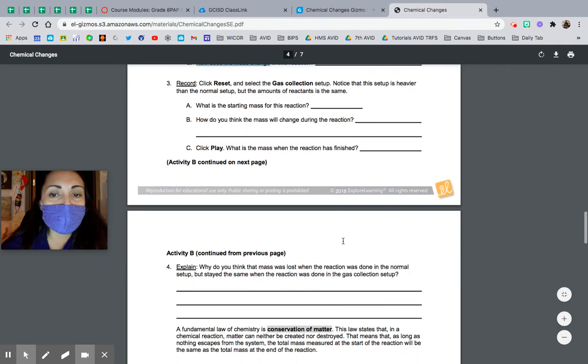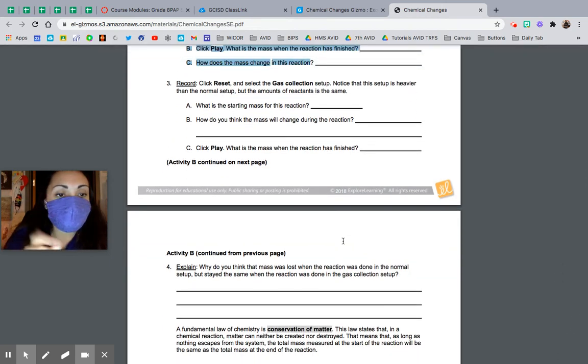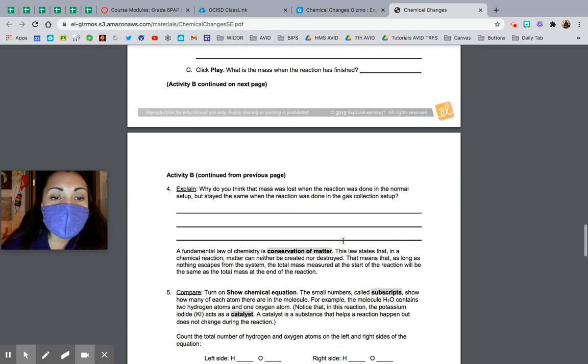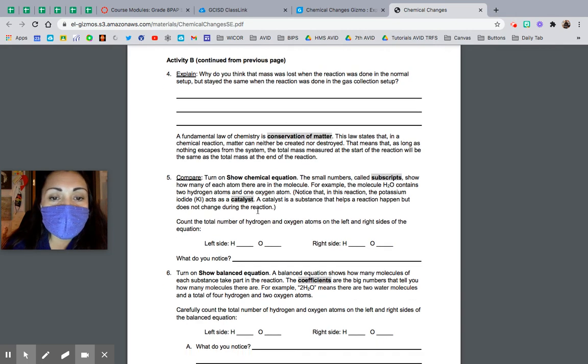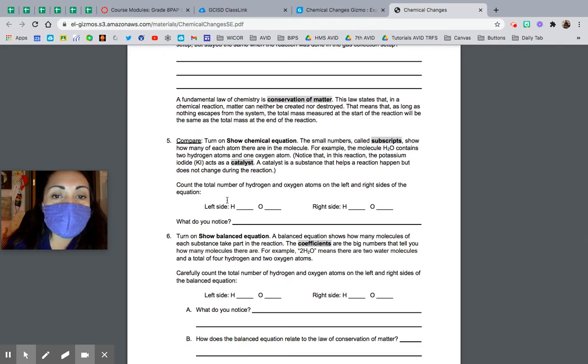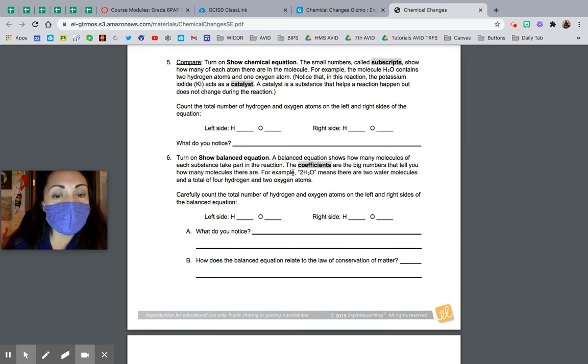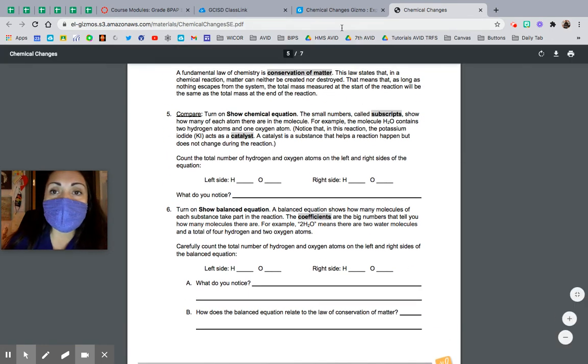What changed from the first setup to the second setup? Now, number 4, activity B, explain why do you think the mass was lost? Conservation of matter. And then y'all are going to do your show chemical equation. You're going to do the subscripts. So y'all don't need anything on the GIZMO for that.